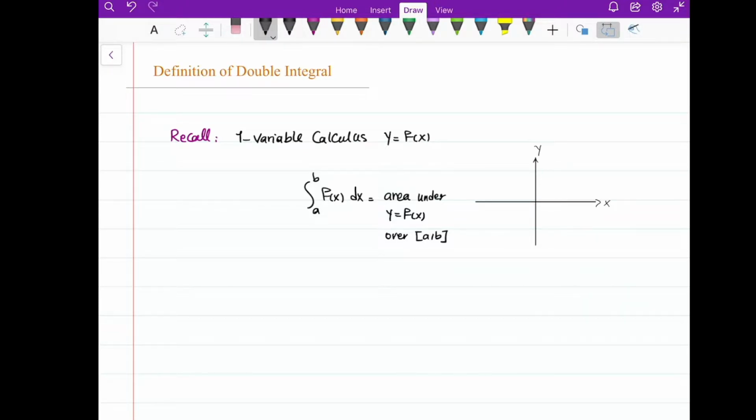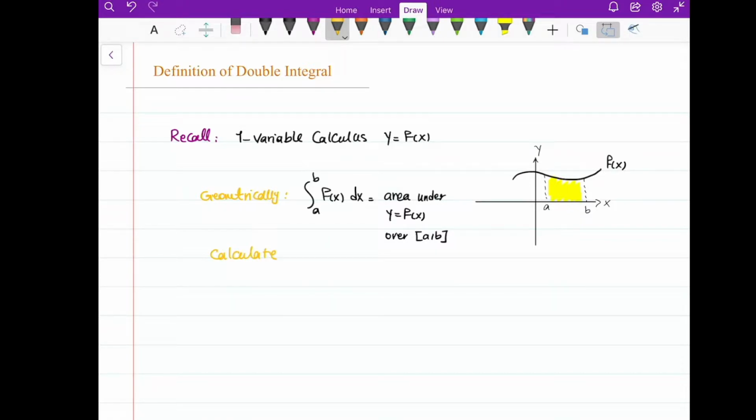x-axis, y-axis, and if we have a function f of x from a to b, this integral refers to the area that is under the graph. So basically the area under the graph of f from a to b. This definition is a definition geometrically. But when we want to calculate this, how do we do that?